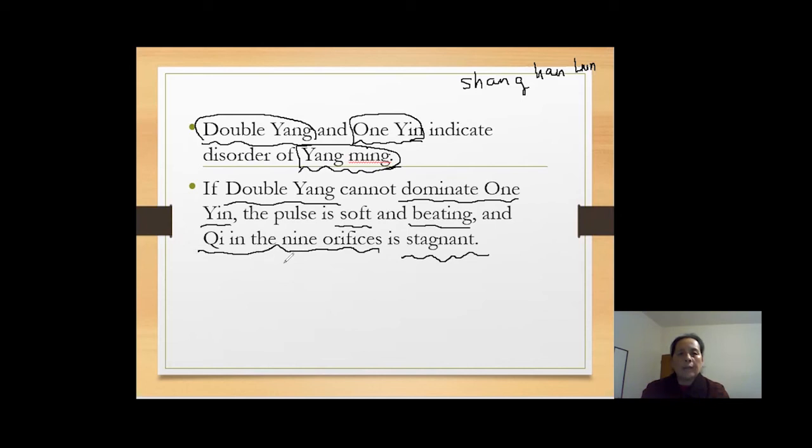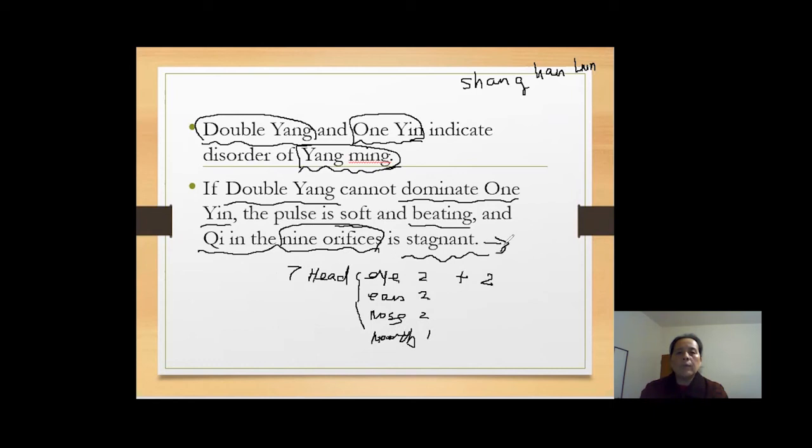So the nine orifices, we know we have 7 orifices on the head. That's for the eyes, that's for the ear, that's for the nose and the mouth. So 2 eyes, 2 ears, 2 nostrils, 1 mouth, that's 7. And we also have another 2 lower orifices. Together are the nine orifices. They didn't especially talk about the symptoms of nine orifices qi stagnation here.